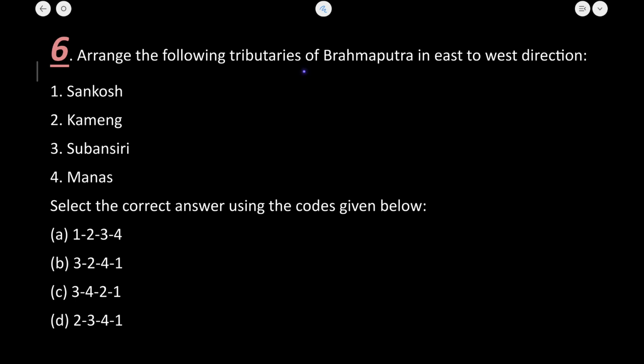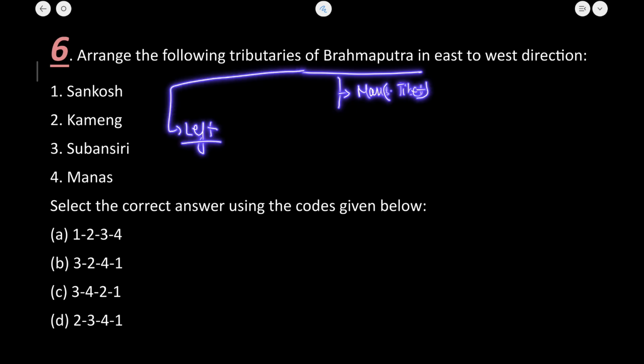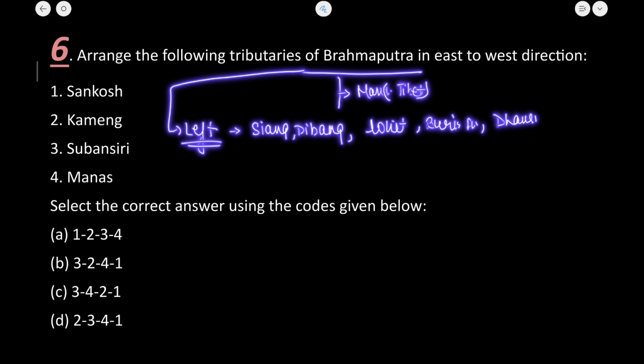If I talk about the Brahmaputra, it originates near Mansarovar in Tibet. Next important fact is about some of the left bank tributaries of river Brahmaputra, and these are Siang, Dibang, Lohit, Burhi Dihing, and Dhansiri. These are the left bank tributaries. If I talk about the right bank tributaries of river Brahmaputra, this is Subansiri.